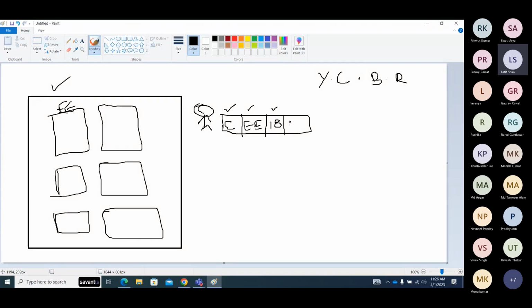For example, in your college, in your class, this is your roll number. So how many people are having these three things in common?